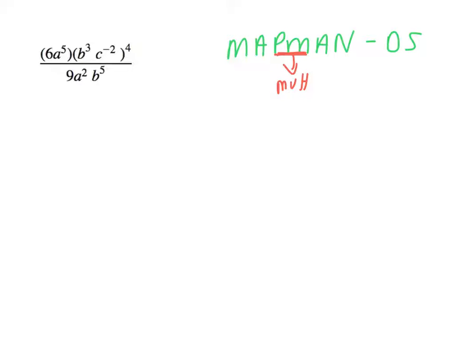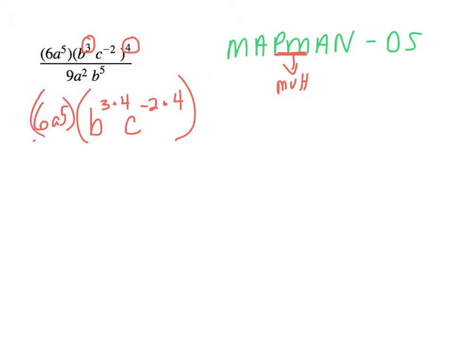So right here, we're going to multiply inside power times outside power. So that gives us b to the 3 times 4 and c to the negative 2 times 4. So that's how we've now taken care of that outside power. I'm going to go ahead and just write my 6a to the 5th and my 9a squared b to the 5th. That just brings it down a little bit. And then I'm going to go ahead and simplify by multiplying my exponents the way I had them.